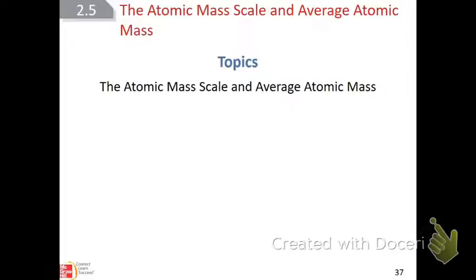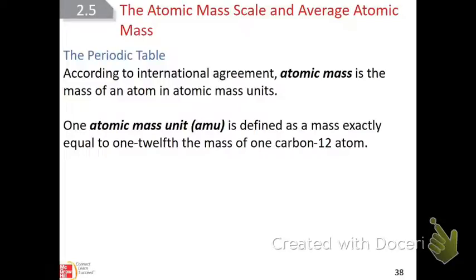So let's talk a little bit more about that. According to international agreement, the atomic mass is recorded on the periodic table not in grams but in a little tiny unit called atomic mass unit. And that is the mass of a single atom. Not a bunch of atoms, but a single atom. And it's so tiny that you can't measure it in grams or pounds or ounces. It needed its very own unit. And so they came up with the atomic mass unit, which is very original.